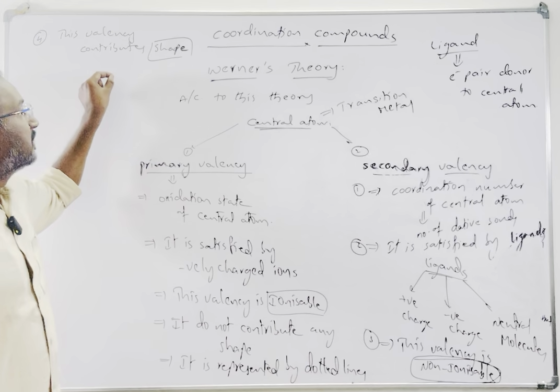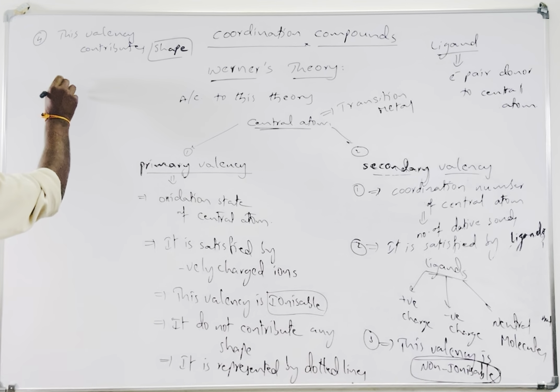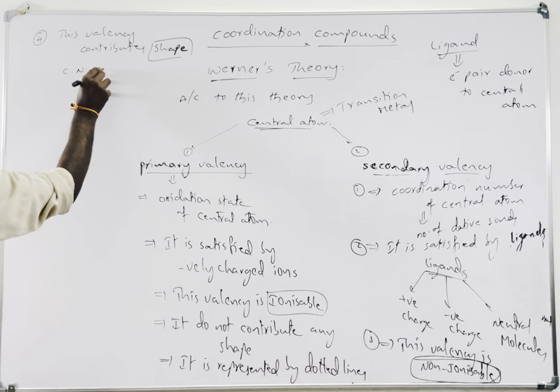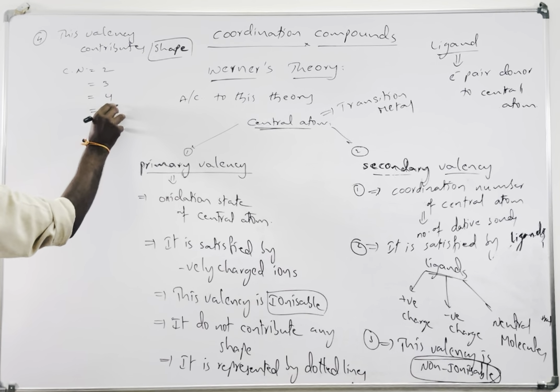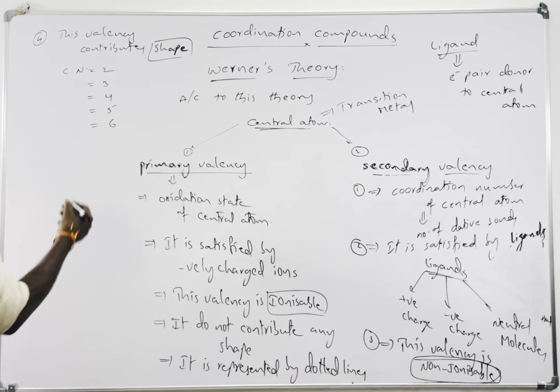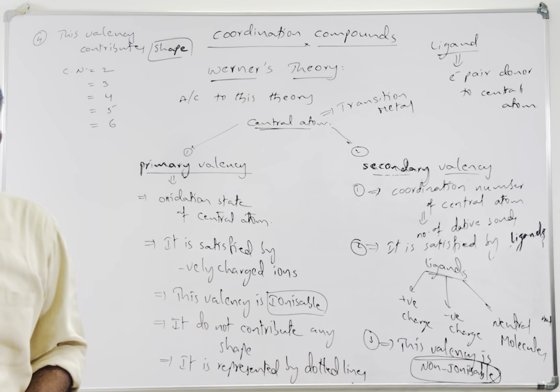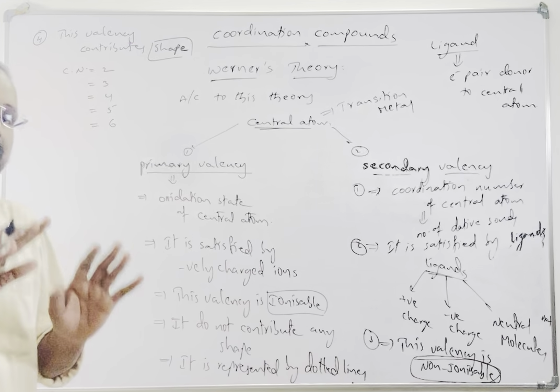Secondary valency is based on the coordination number. That coordination number may be 2, 3, 4, 5, or 6. Mostly up to 6 coordination number only we have in the syllabus. So let me discuss.